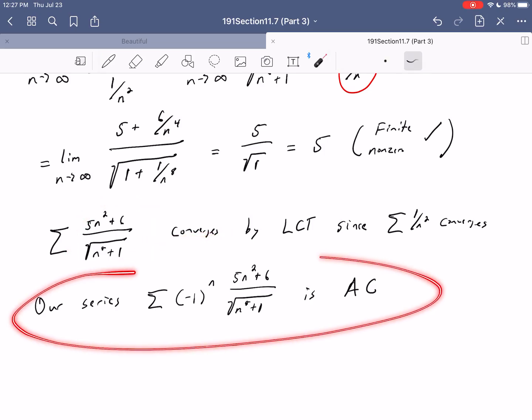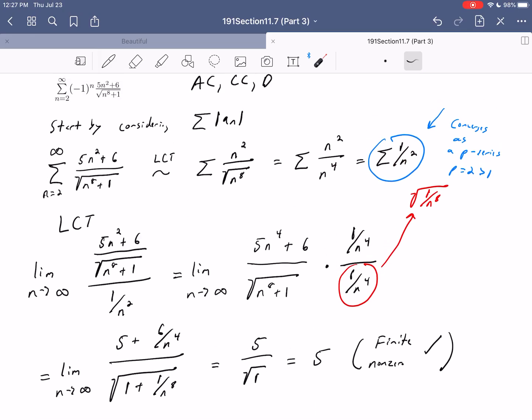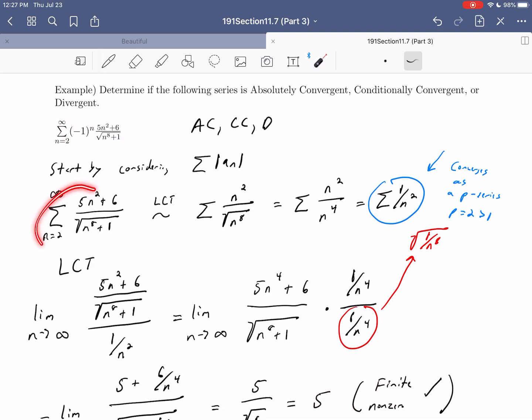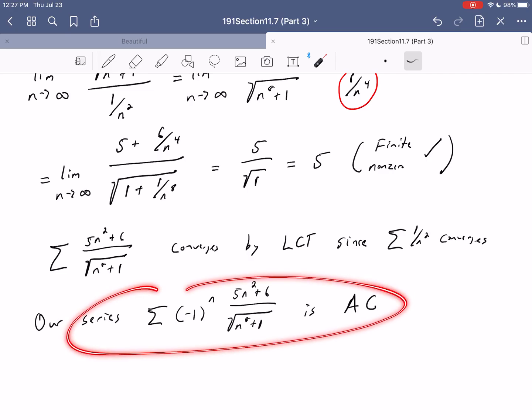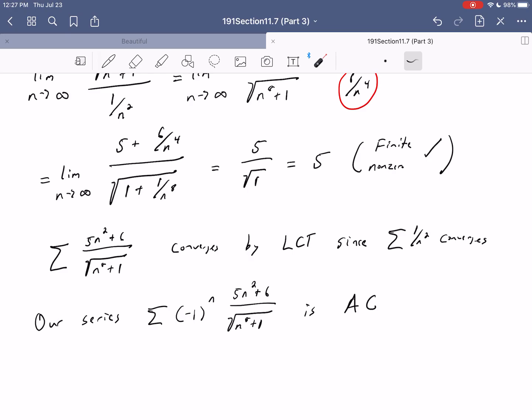It's very important to get this last statement down there, because if you just ended here, then it doesn't really answer the question that was being asked, which was about the behavior of this series. But we showed that this right here in absolute value is equivalent to this. This converges, so our series is absolutely convergent. Make sure you always end with a statement about the series that was actually being asked about. So this guy was absolutely convergent.